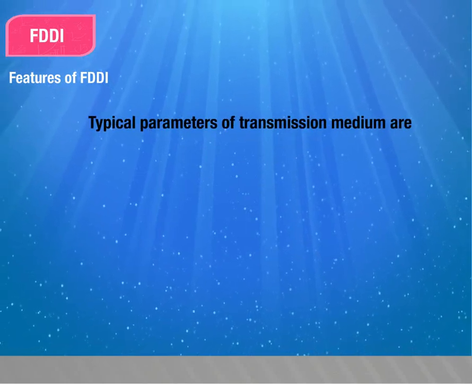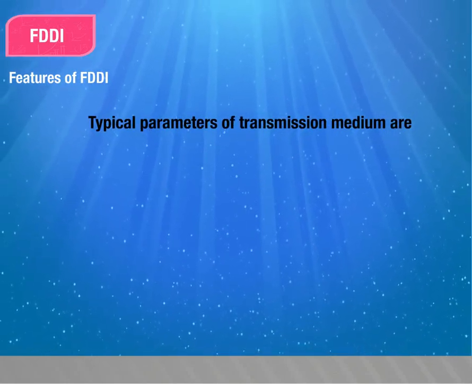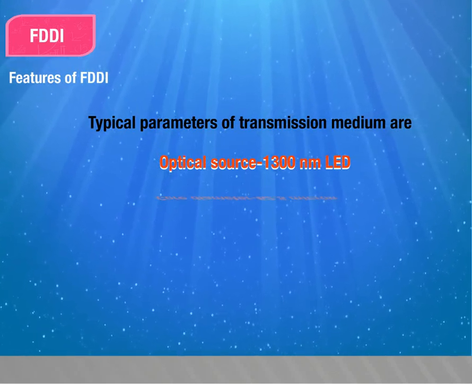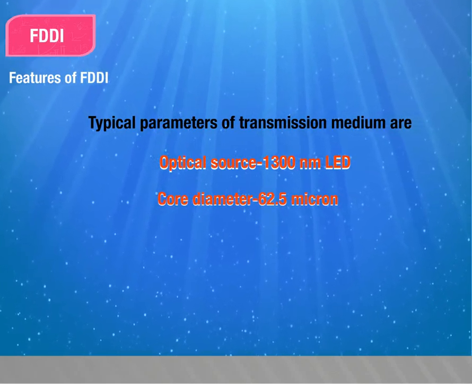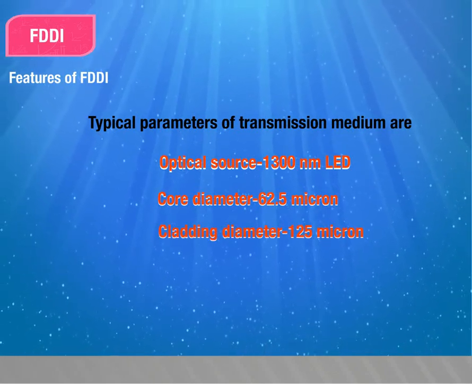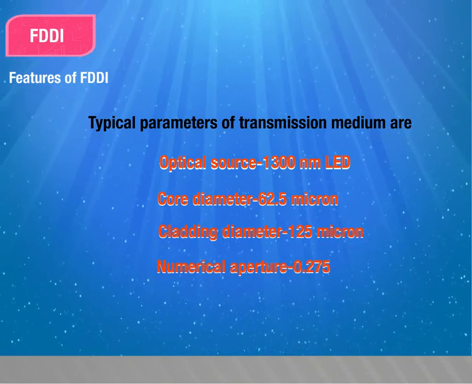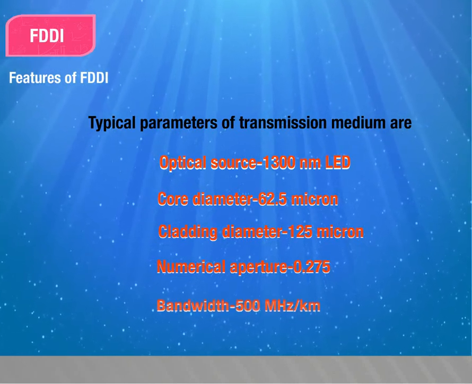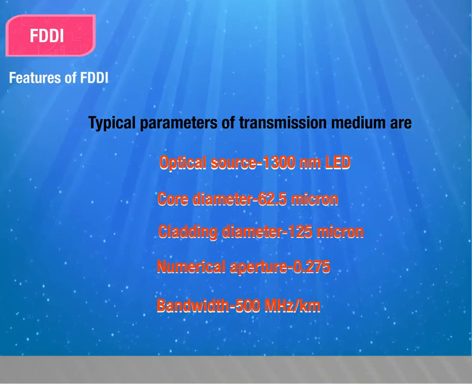Typical parameters of transmission medium are: optical source 1300 nm LED, core diameter 62.5 micron, cladding diameter 125 micron, numerical aperture 0.275, bandwidth 500 MHz per kilometer.